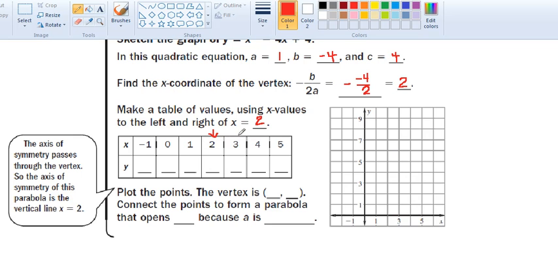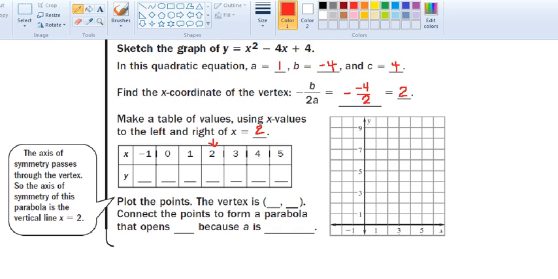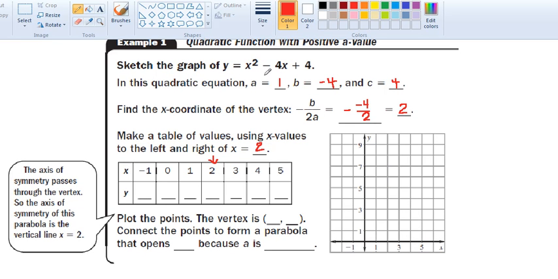So when x is 2, we'll move back up here to our equation a little bit, and we're going to put a 2 here, so it's 2 squared minus 4 times 2 plus 4. Now, some people can do this mentally, and some people might need to write this down, but this is 4 minus 8, which is negative 4 plus 4. That comes to 0. So right here, where x is 2, y is going to be 0.